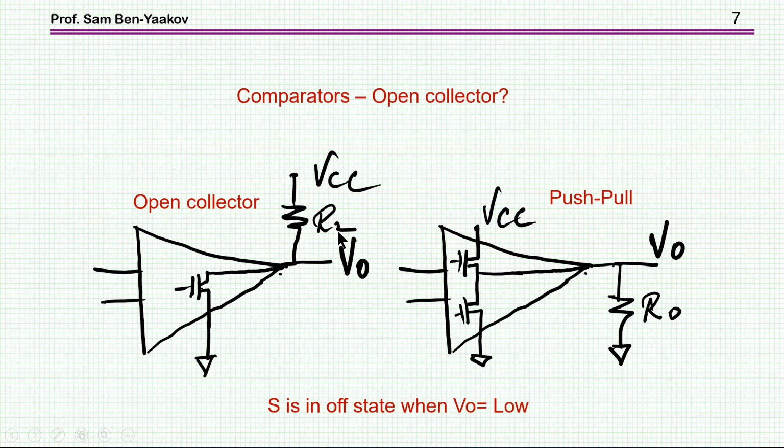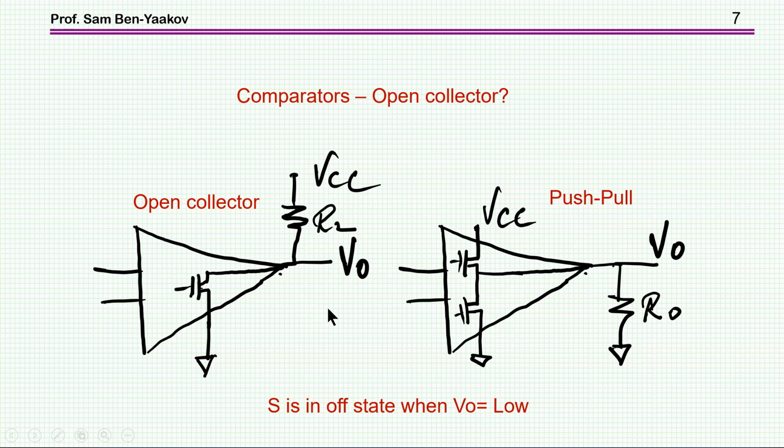So now let's talk about comparators. Obviously, you need a comparator. You have to compare the current to a reference. So the question is whether to use an open collector comparator. Well, this is not a collector, it's a drain, but the name of this type of comparator is open collector. That is, there is a transistor here, and then a pull-up resistor to VCC. Or to use a push-pull, which sources and sinks current.